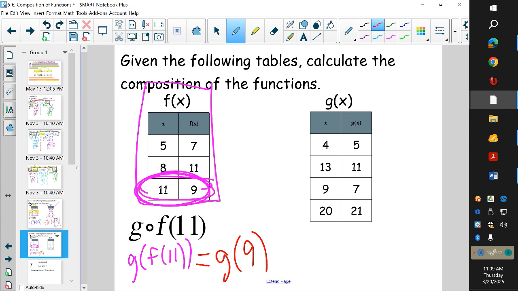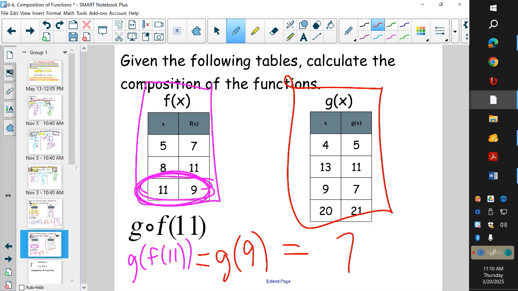So now I need to do g at 9. Yes? So g at 9, well, g is over here. Yes? So when x is 9 in my g of x xy table, what is the y coordinate for that? It is 7, and that is your final answer. Do we all understand that? You are literally corresponding it already with what we were talking about, x and y.